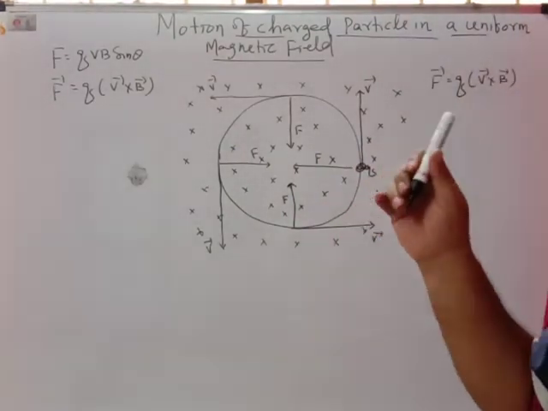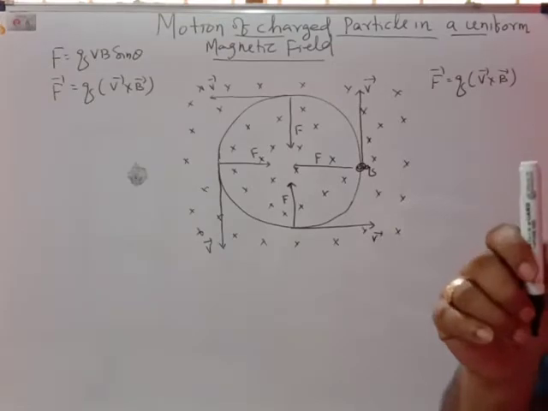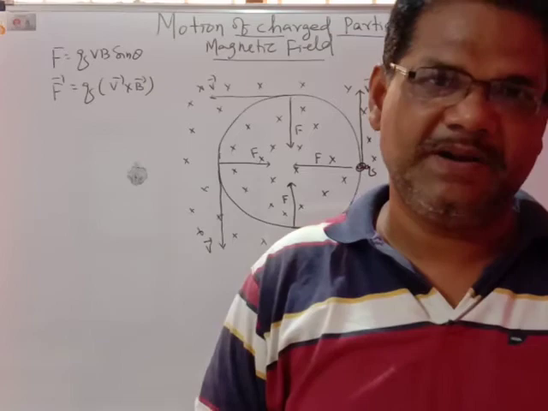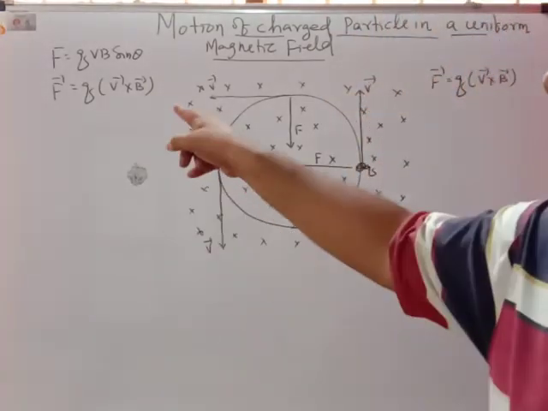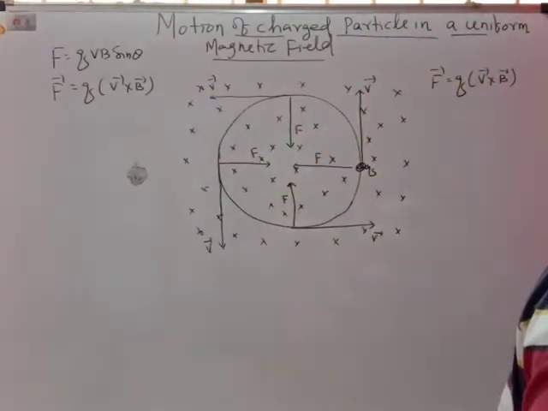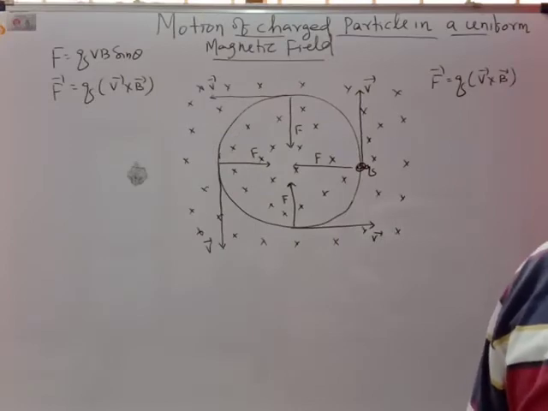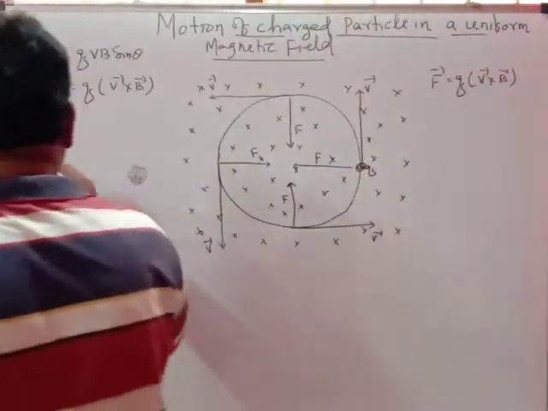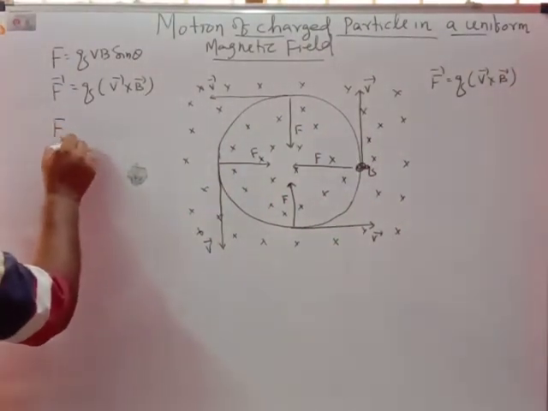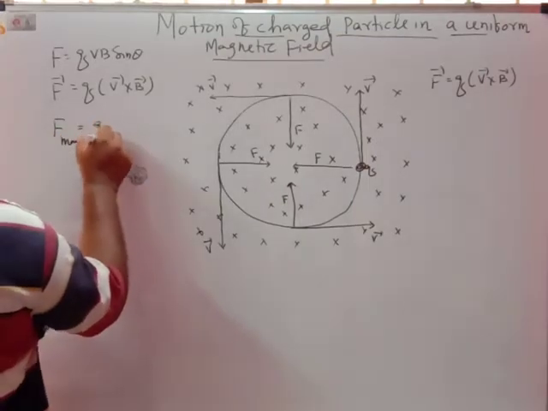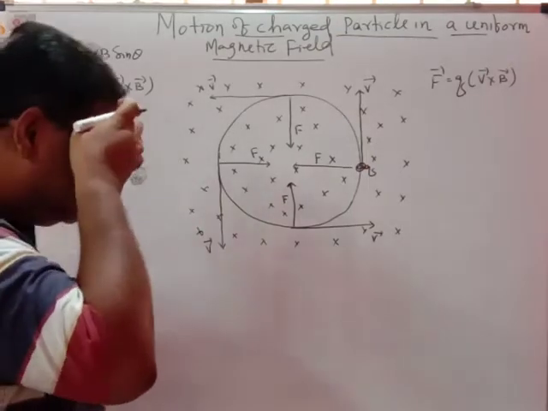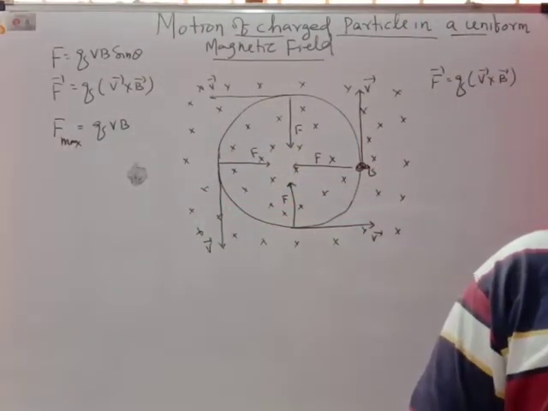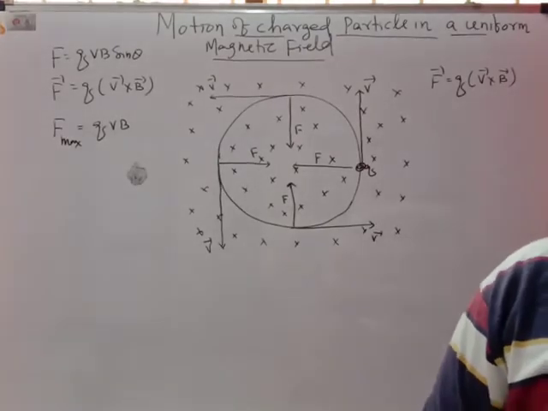If V and B, the velocity and the magnetic field, lie in one plane, then F is perpendicular to that plane. That means F is perpendicular to the V vector and F is perpendicular to the B vector. The maximum force, F maximum, is equal to Q V B. The maximum force acts on the charged particle whenever it is fired perpendicular to the direction of the magnetic field.